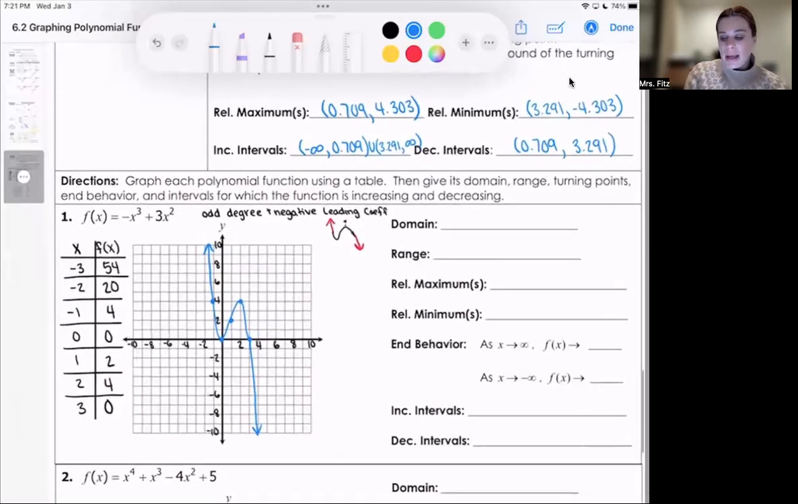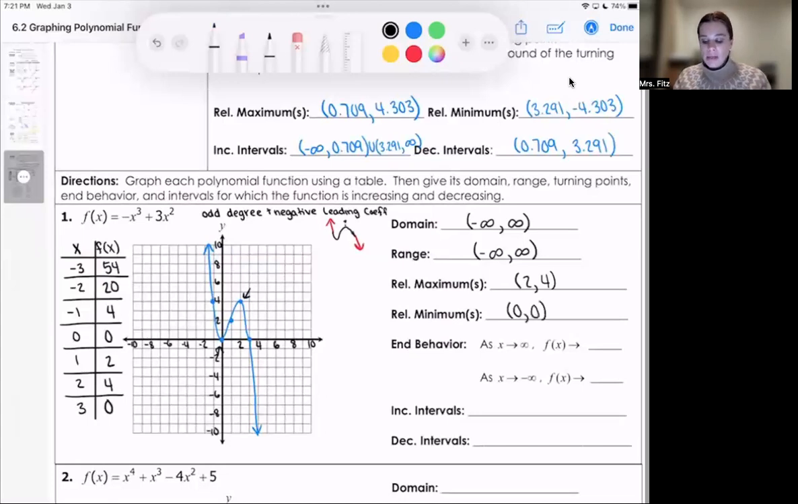All right, domain, tracing from left to right. It looks like we're going from negative infinity to positive infinity. Range, we're going from bottom to top. This is also negative infinity to positive infinity. Relative maximums, it looks like there's one right here. We're not going to be able to get this exact, but it's about 2, 4, it looks like. Relative minimum looks like it's right here at 0, 0.